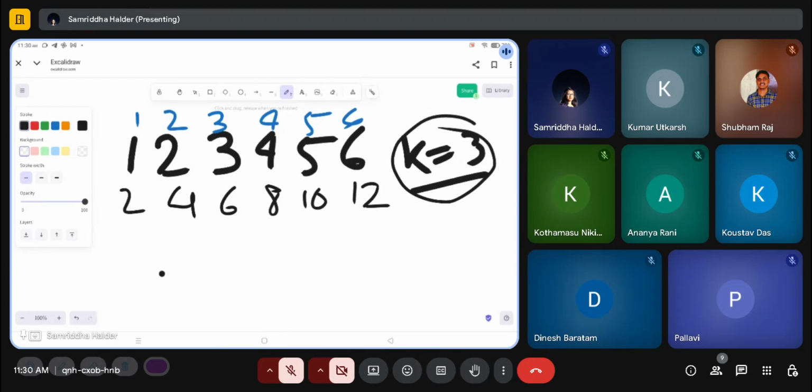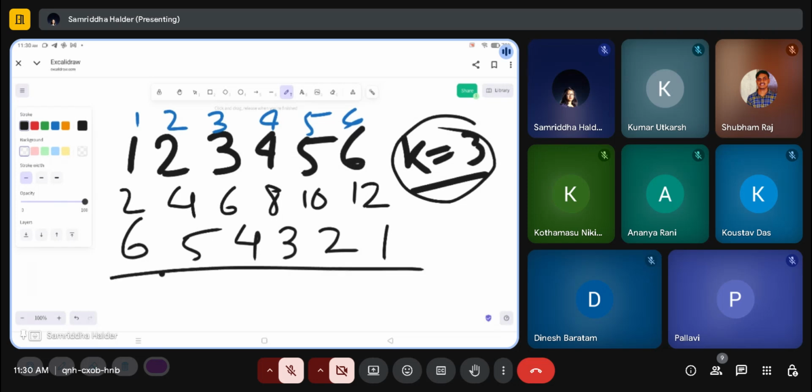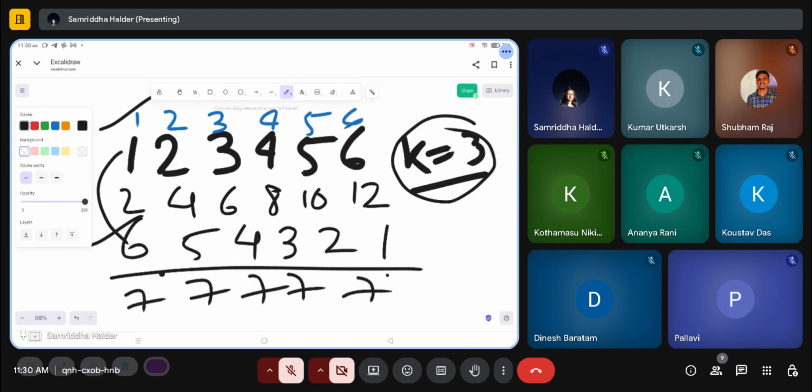Observe one thing: if I reverse this permutation completely, like if I write 6, 5, 4, 3, 2, 1, then what will I get? Again applying the function, these are the indices and this is my array, then I will get 7, then 7, again 7, 7, 7, and again 7. So what do you notice? If I reverse it completely, then all the numbers become the same. That is, if k was equal to 1, then this particular permutation would have been my answer.